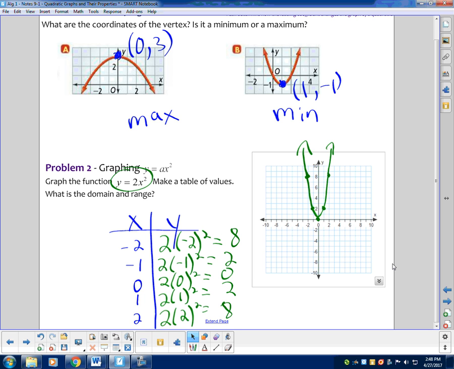Anybody else? Well, write those points down. Yeah, write those values down. Okay. Do you see how I got the values on the table? No? Okay. I plugged in each of these numbers under the x right here. So I squared them and then multiplied by 2 to get these numbers.